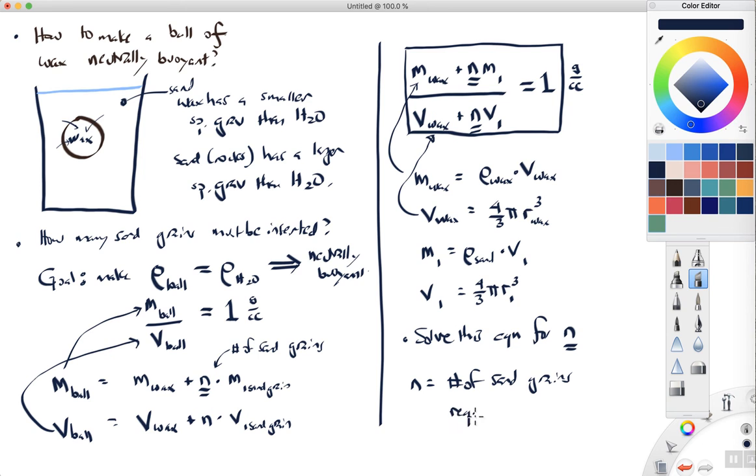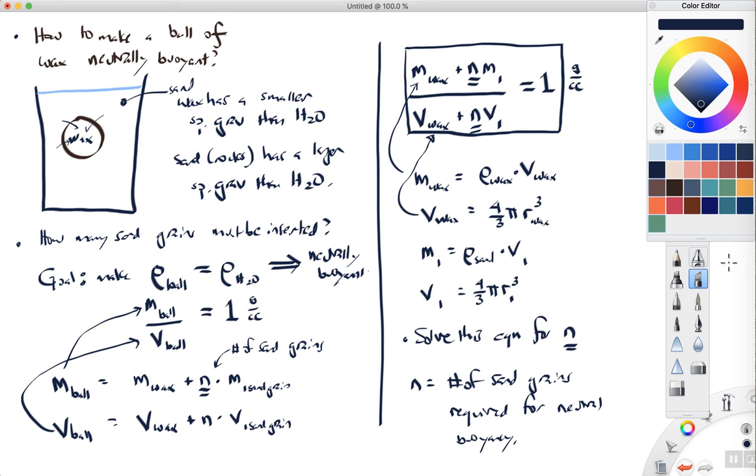required for neutral buoyancy. And that is how you approach a problem like this. And this is the problem that Galileo mentions in his text, and I think it's kind of an interesting question.